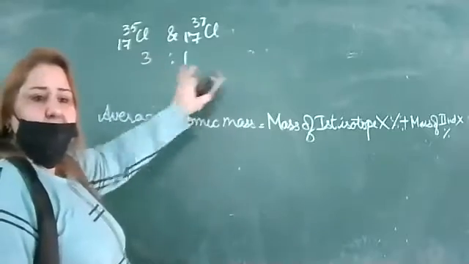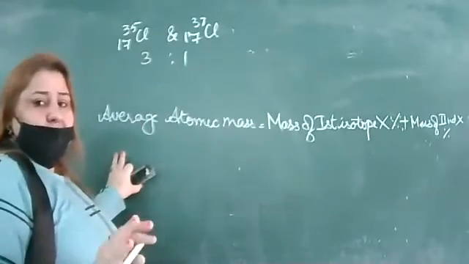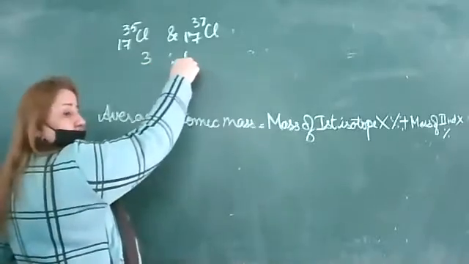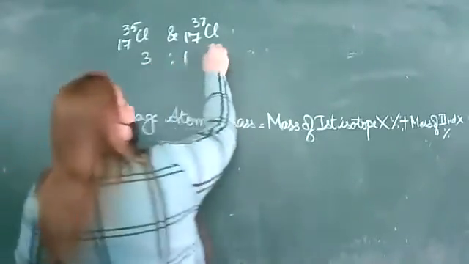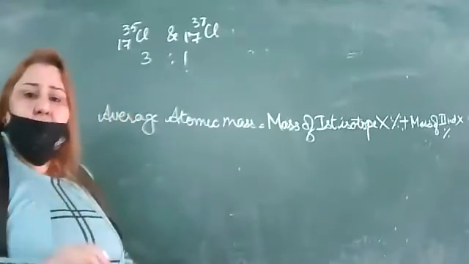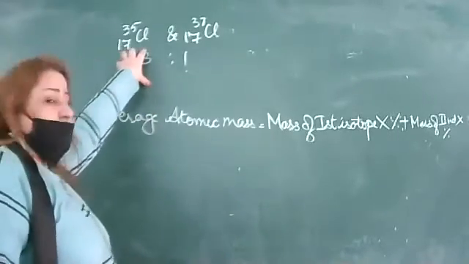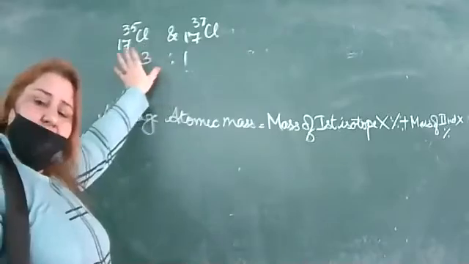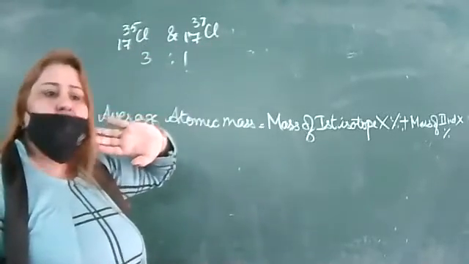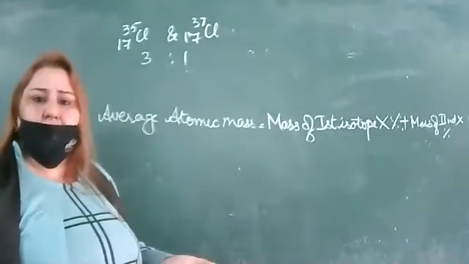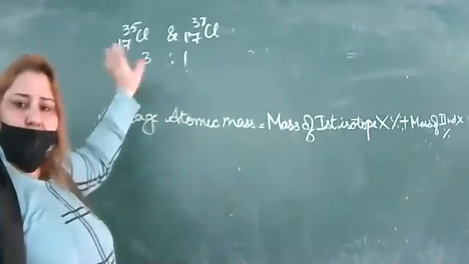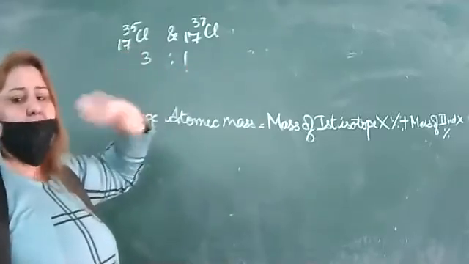But what is the percentage? Nothing is given here. So what we will do, they are saying they occur in the ratio of 3:1. So how we will calculate the percentage? That means out of 100, 3 parts is having chlorine 35 and 1 part is having 37, because the percentage total is 100.